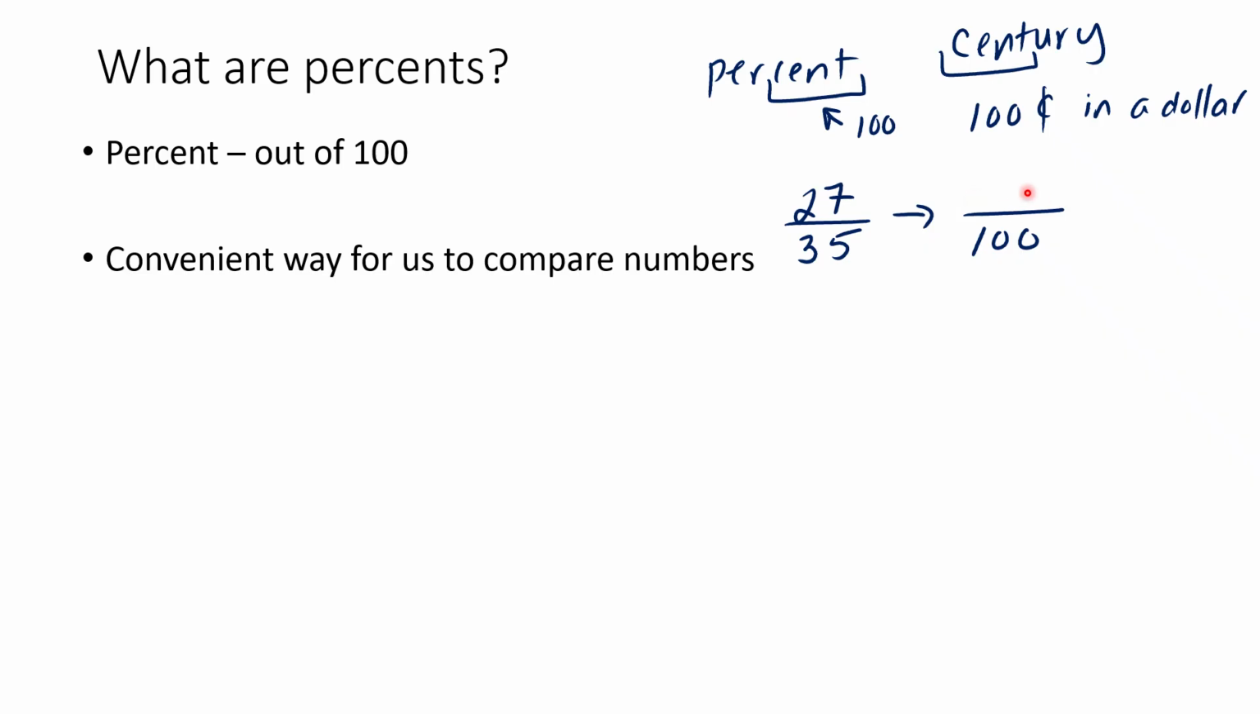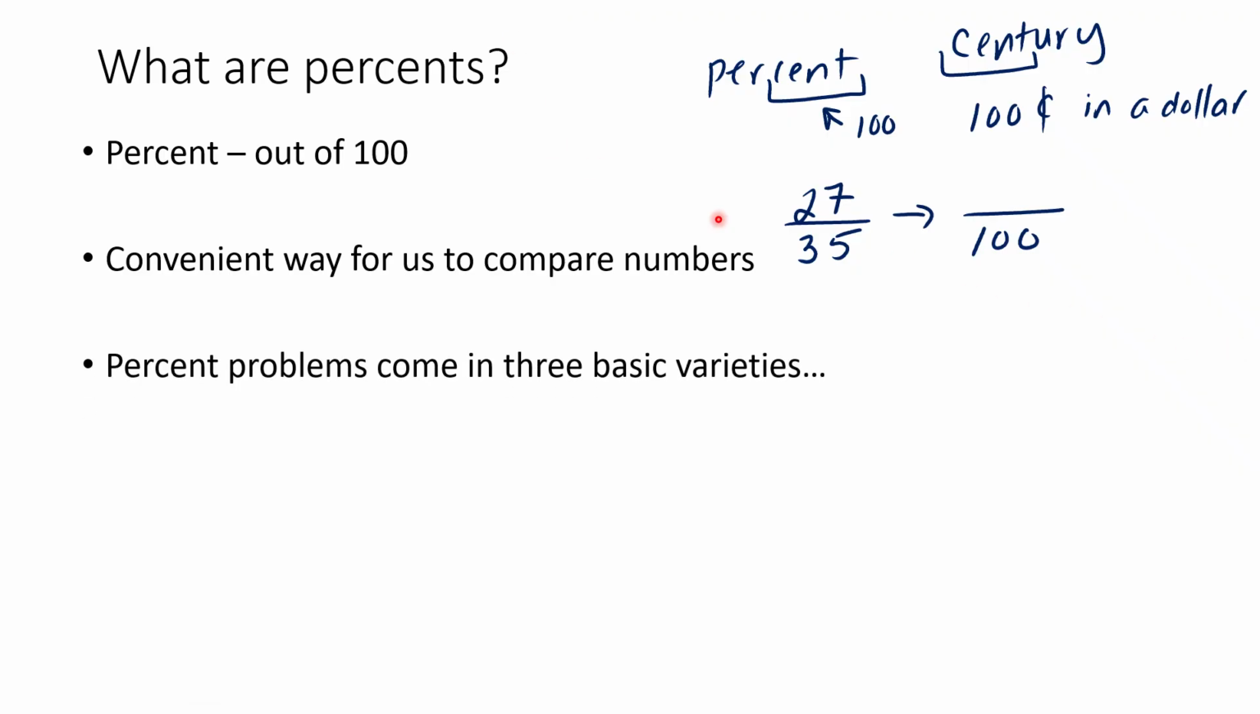So if you can see that number out of 100, it gives us an easier, convenient way to compare these numbers, like the 27 to the 35. And they come up in lots and lots of places. So percent problems come in three basic varieties. If you boil down all of your percent problems, there's essentially three numbers that are in play. And here are some examples.